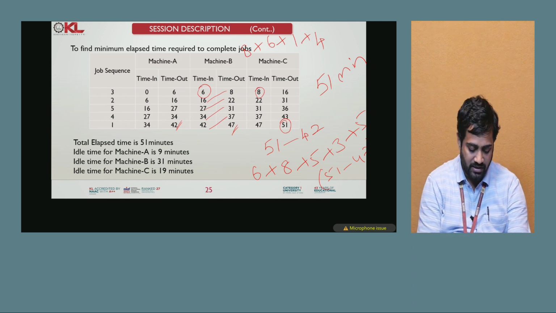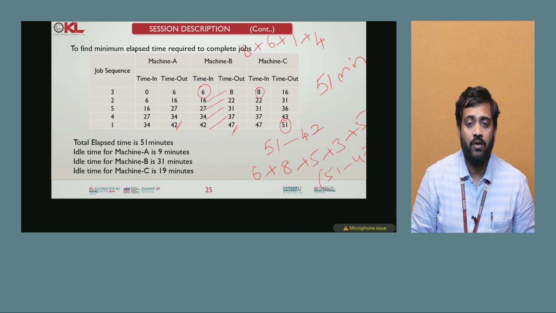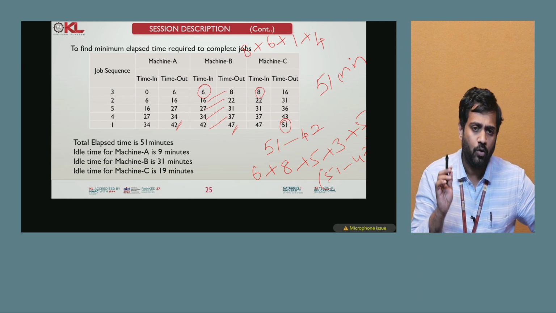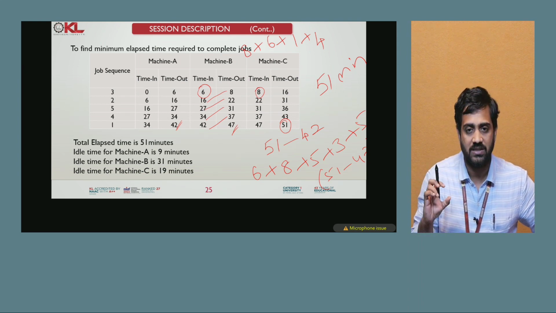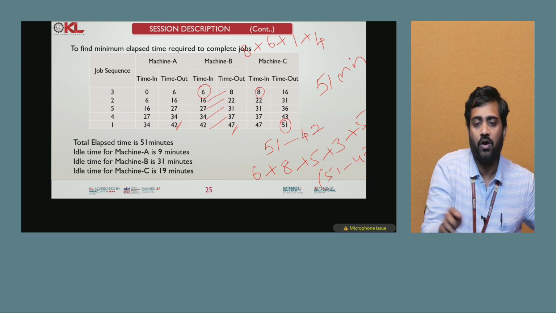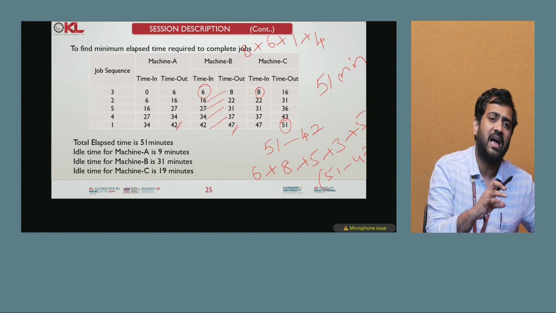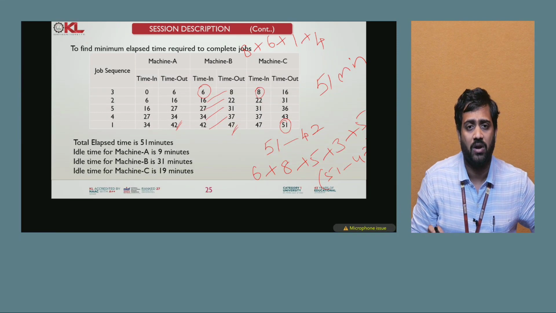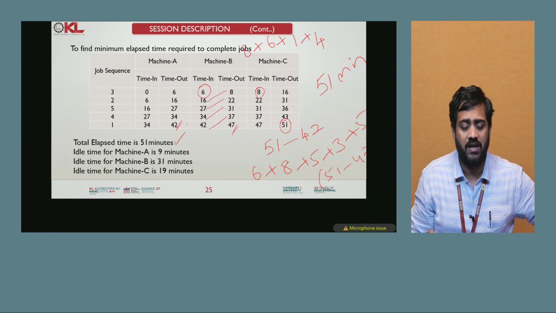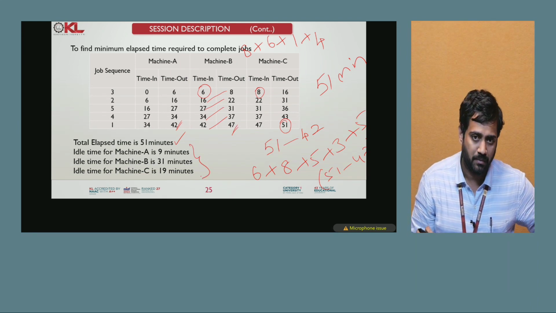Like that, using Johnson's algorithm, we can solve the problems where the 3 machine problem can be converted into a 2 machine problem only for identifying the sequence. Once you know the best sequence of the jobs, using that for all the machines, the time in and time outs need to be estimated based on the given processing times only. At last we can identify the total elapsed time, the total completion time of the entire problem, and also estimate the idle times for the 3 machines.